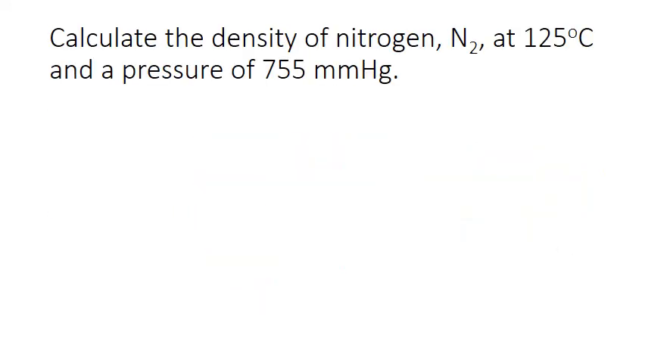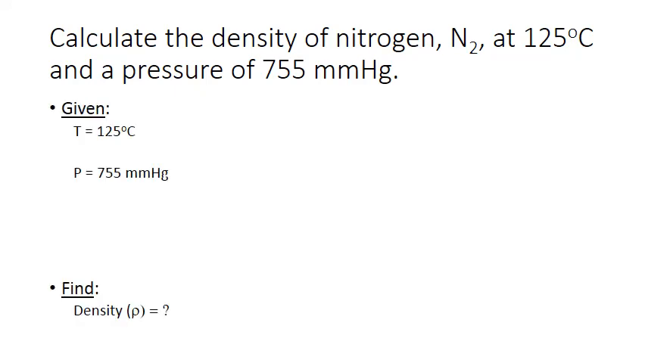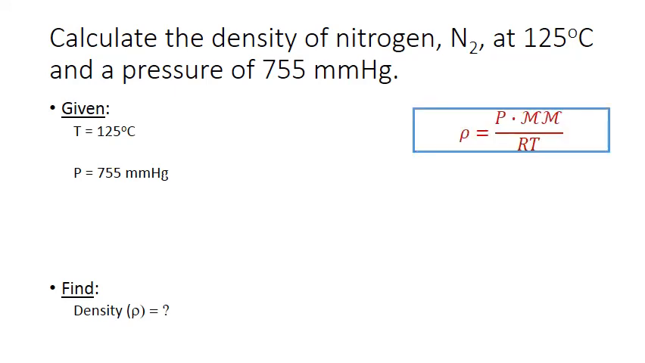Let's calculate the density of nitrogen gas at 125 degrees Celsius and a pressure of 755 millimeters of mercury. So we're given temperature and pressure, and we're asked to find the density. And since this is gaseous nitrogen, we can use the density variation of the ideal gas law. Now, temperature in the ideal gas law is always in units of Kelvin. So we do need to add 273.15 to our Celsius temperature to convert that into Kelvin, 398.15 Kelvin.